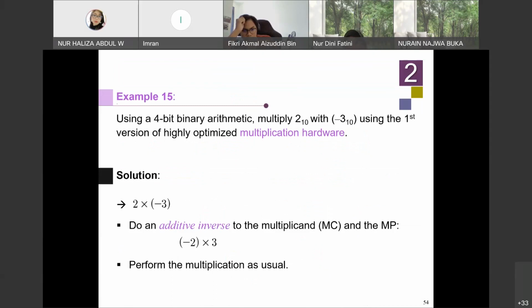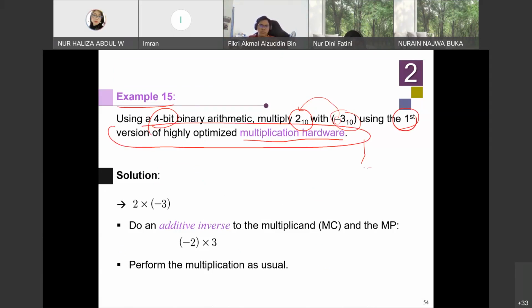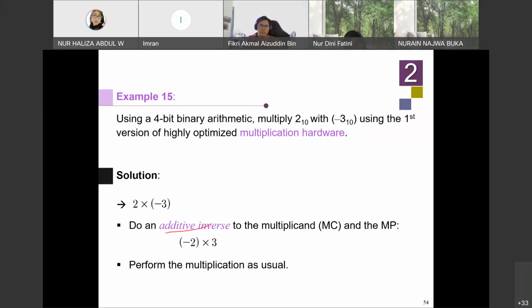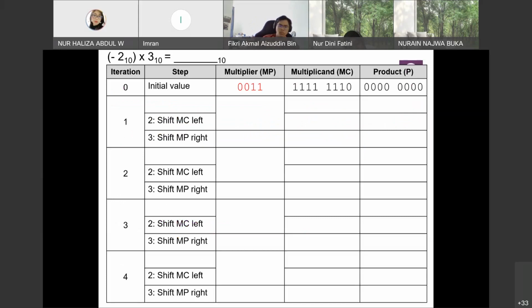What else? This is an example using 4-bit binary arithmetic. You need to multiply 2 base 10 with minus 3 base 10. This is negative, so you need to change it to your MC, using the first version of the multiplication hardware, the flowchart there. That's why I asked you to remember the name. Do the additive inverse. From here, change to this.